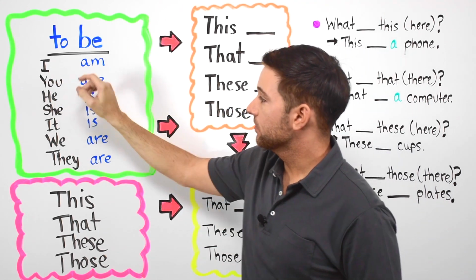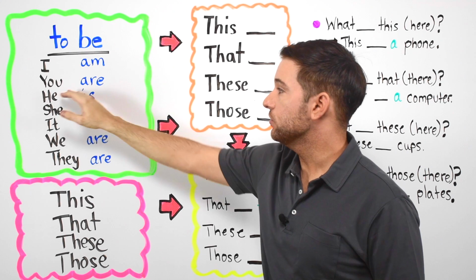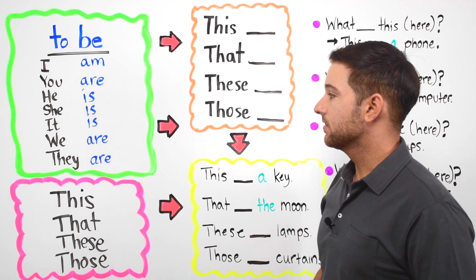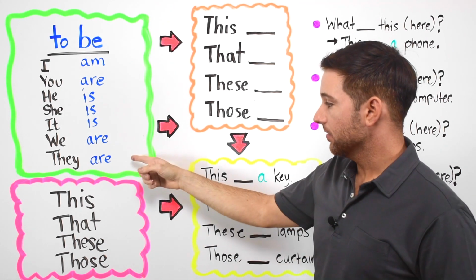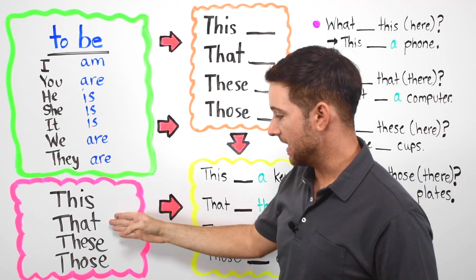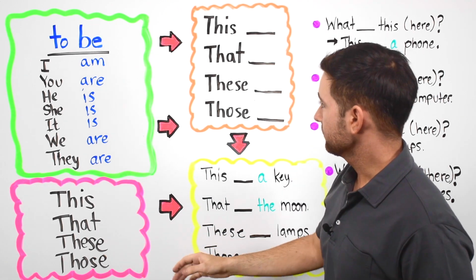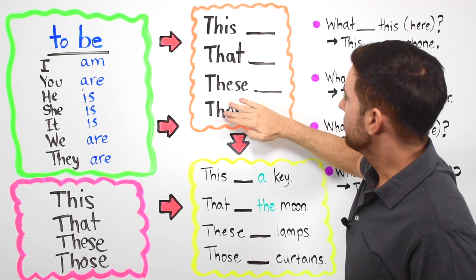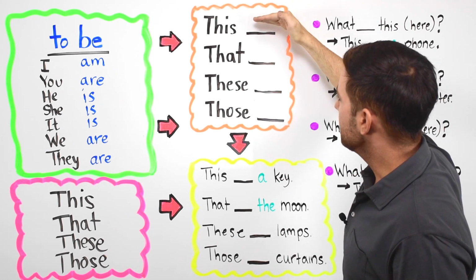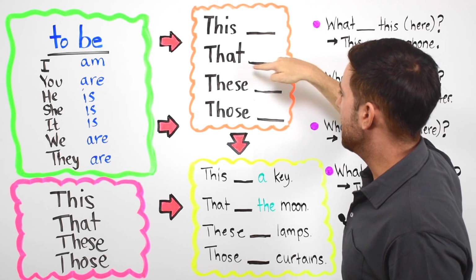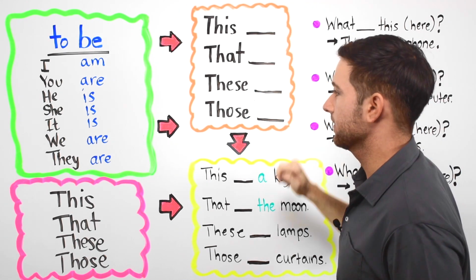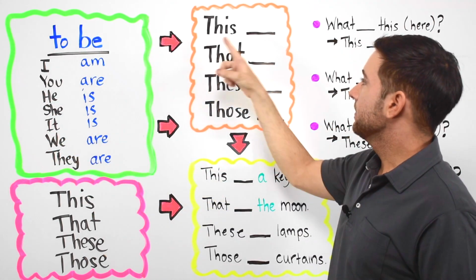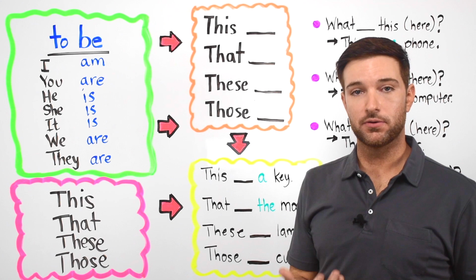And when we conjugate the verb to be, it's I am, you are, he is, she is, it is, we are, and they are. And here we have this, that, these, and those. And when we move over here, we have this, that, these, and those, and we have blank spaces here. So this blank, that blank, these blank, those blank. We're going to take the conjugations from here, and we're going to add them here. So let's do it together, okay?